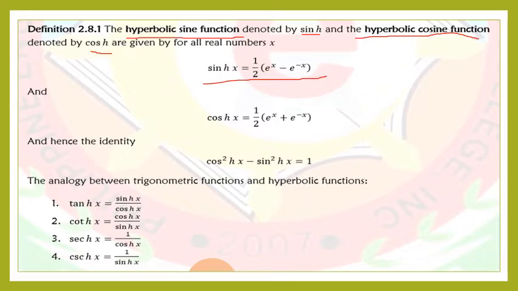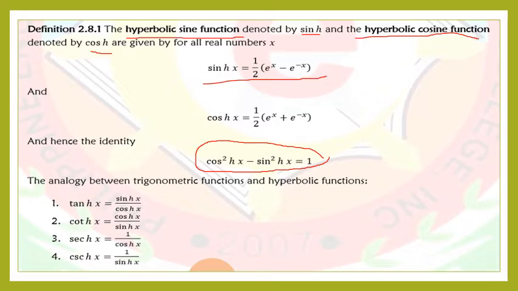So, the same lang sila ng formula, but hyperbolic sine function is negative or minus. The hyperbolic cosine function naman is plus. And hence, the identity cosine squared h of x minus sine squared h of x equals to 1. Diba sa trigonometric identity, cosine squared of x minus sine squared of x equals to 1. So, nadagdagan lang ng variable h kasi hyperbolic. The analogy between trigonometric functions and hyperbolic functions.